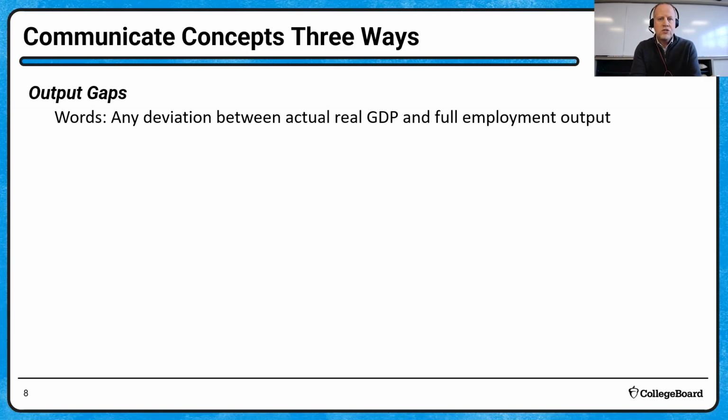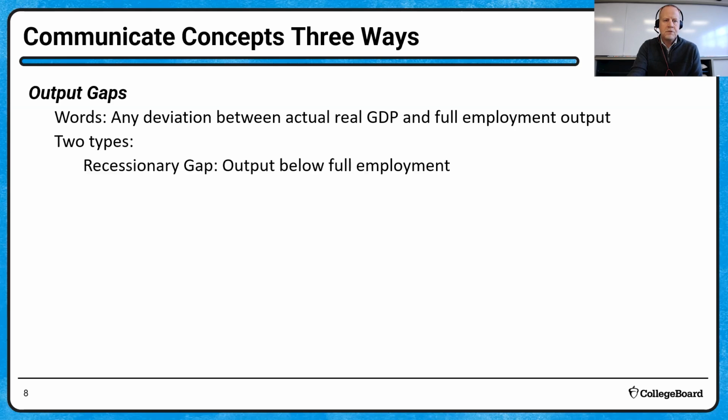In the long run, we assume that actual output is going to equal full employment output, but we know that in the short run, gaps are going to exist. How do we define those gaps? Well, here's a reminder for you. We have two types of output gaps. We have recessionary gaps. Recessionary gaps exist when the actual output being produced is below full employment. That means we have some idle resources.